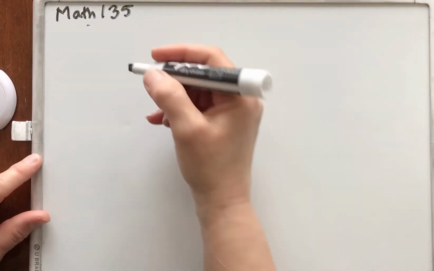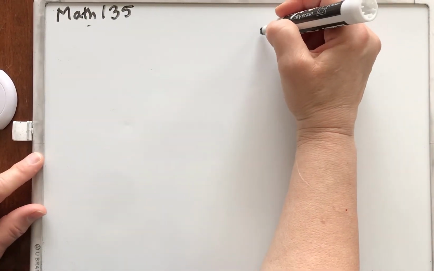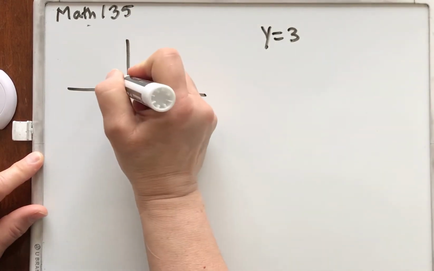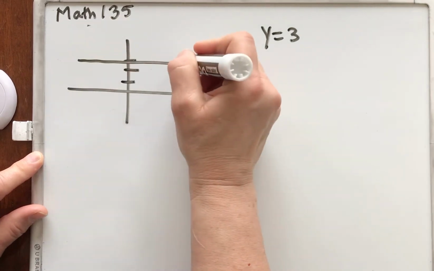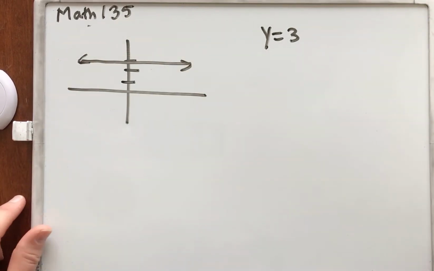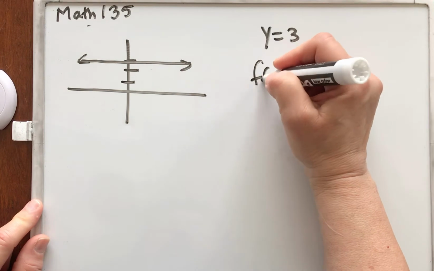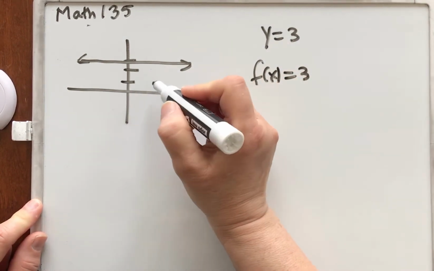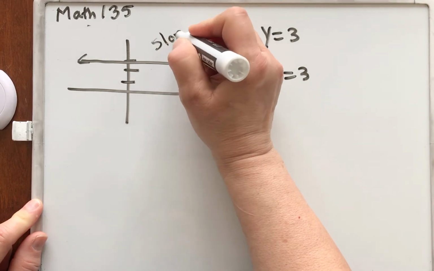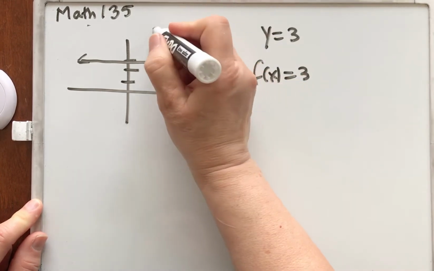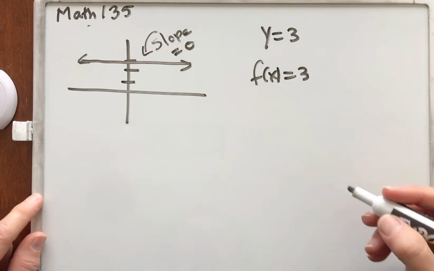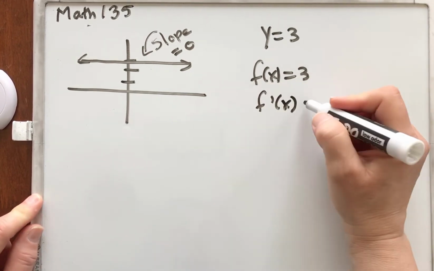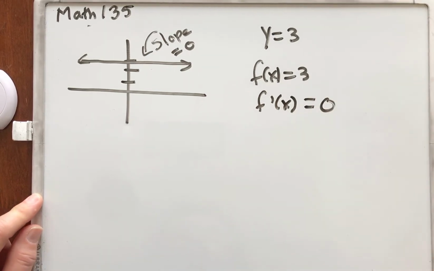Let's say we have the equation y equals 3. What would that look like on a graph? This is the equation of the line y equals 3. So you can think of this as f of x equals 3. Now what is the slope of this line? The slope is 0, right? So f prime of x, which is the slope of the tangent line at a point, is 0.